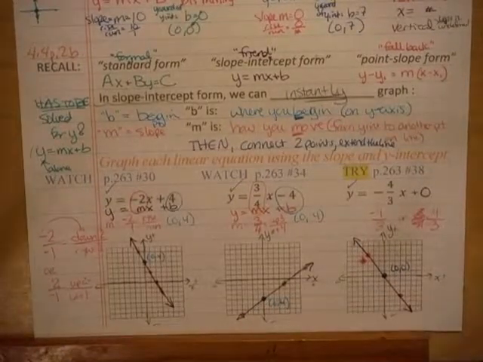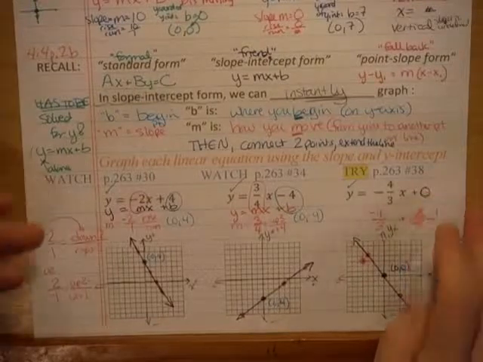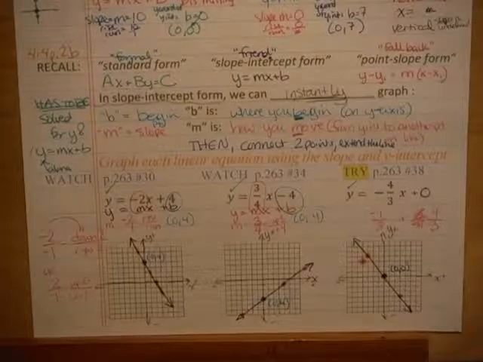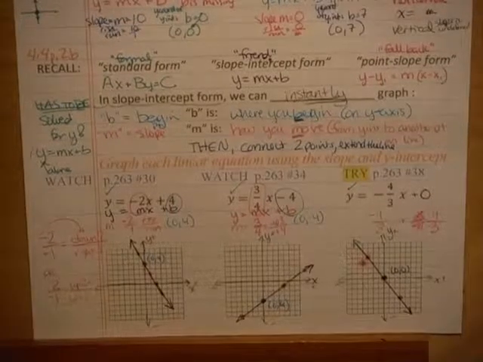Okay, so that is instant graphing from the equation straight to the graph. As long as you're in slope-intercept form, solve for y. Okay, let's go try page 3. We'll see you there.